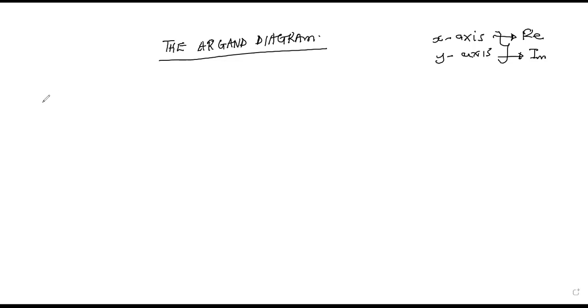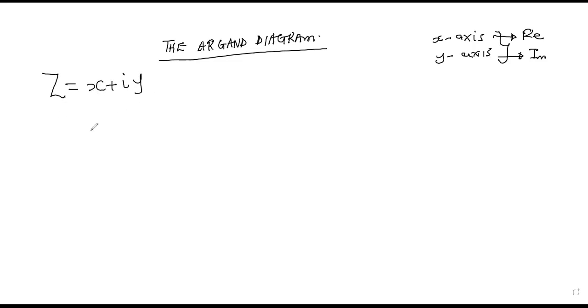In other words, if you have a complex number z equals x plus iy, to represent this complex number we draw it as if it is a vector. Each complex number is represented by a line of a certain length in a particular direction. Thus, the complex number is shown as a vector on the Argand diagram.